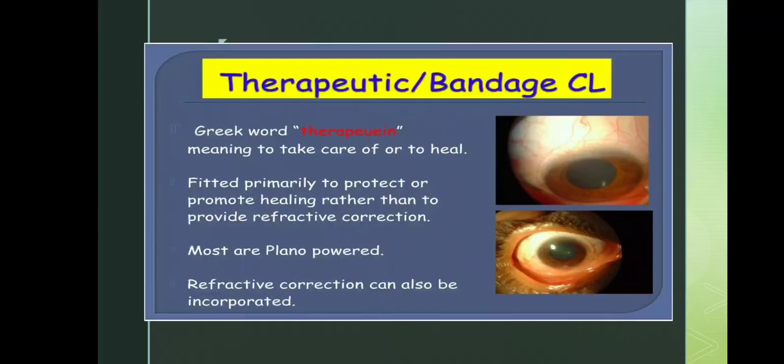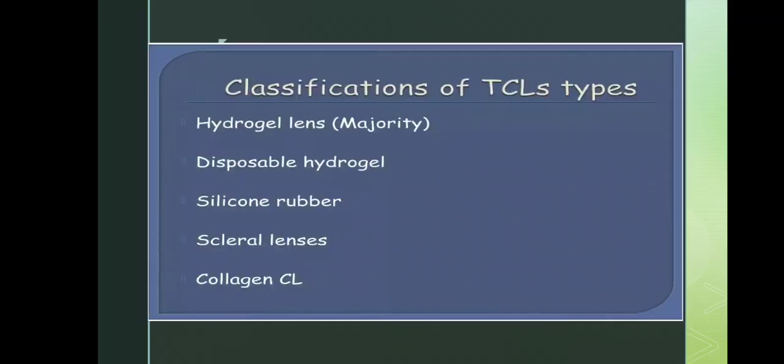The word therapeutic, or bandage contact lenses, is derived from the Greek word therapeuin, meaning to take care of or to heal. They are fitted primarily to protect or to promote healing rather than to provide refractive correction. They are mostly plano powered. Refractive corrections can also be incorporated in these therapeutic contact lenses.